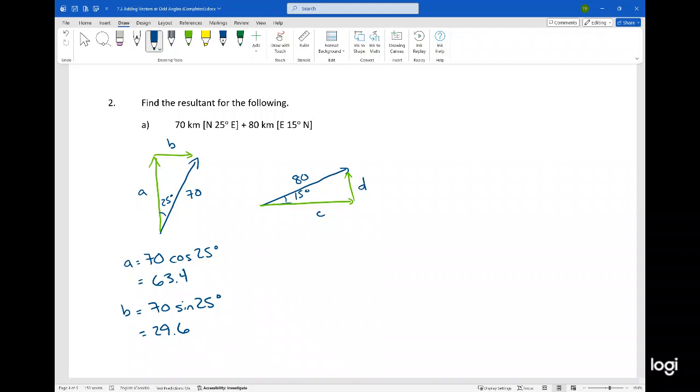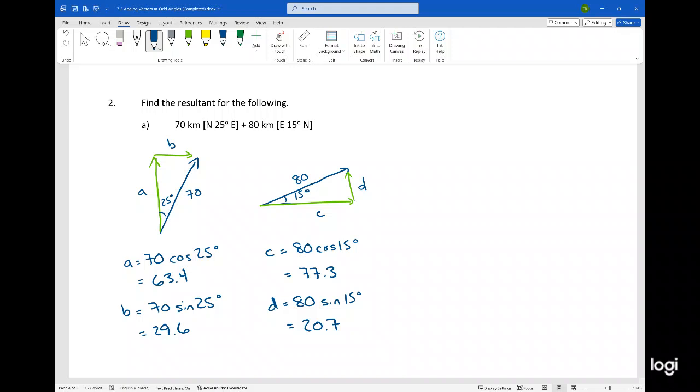Likewise, I'm going to go over the second one and say that C is going to be adjacent, so that's going to be 80 cos 15 degrees. 80 times cos 15 is 77.3, which makes sense. It's almost 80, and the hypotenuse and the longest leg are very close to each other. And similarly, D is 80 sine 15 degrees. And that gives me 20.7.